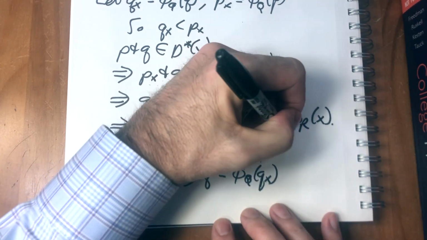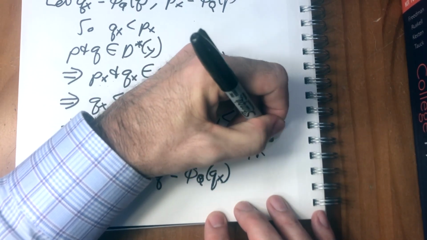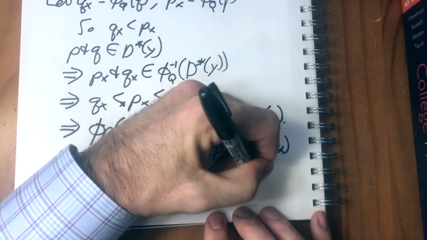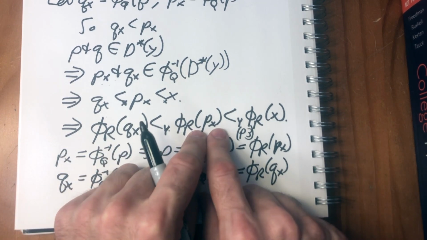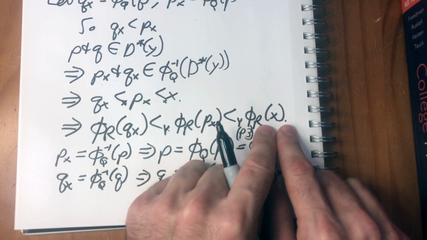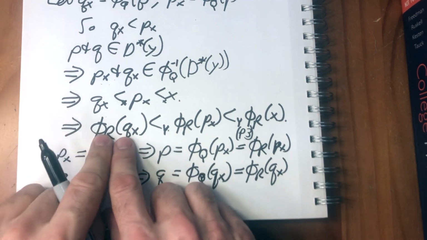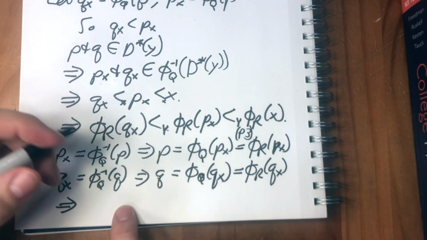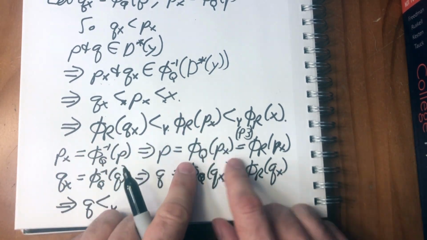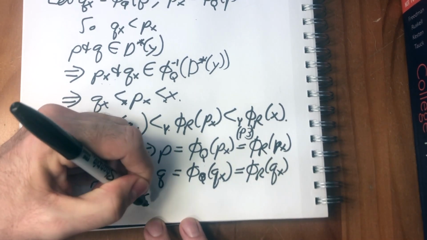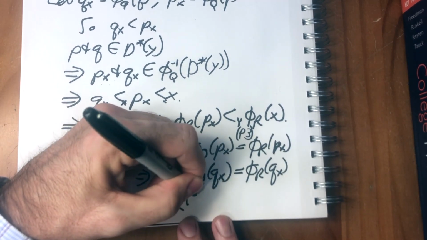And now, using P3, because px and qx are rational, this equals phi r of px, and this equals phi r of qx. Right? So we just finished showing that phi r of qx is less than phi r of px is less than phi r of x. So with these two equalities, that implies that phi r of qx equals q, phi r of px equals p, and these are both less than phi r of x.